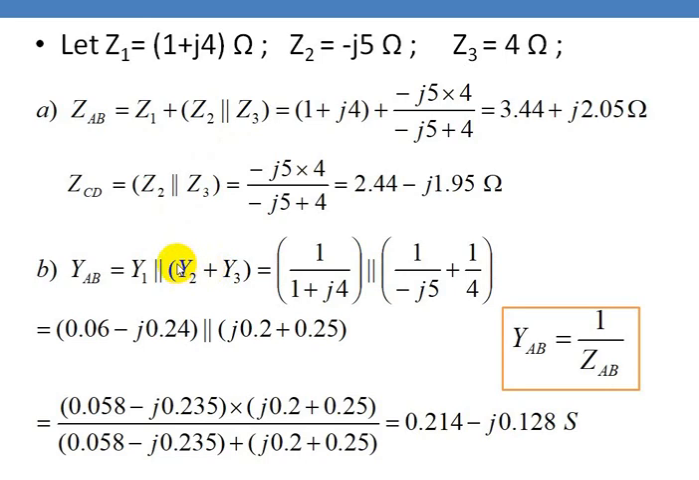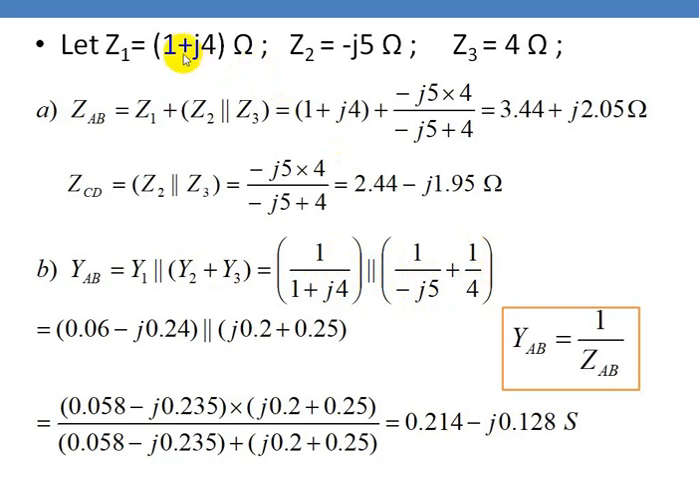In impedance, if any two impedances are in series, we will add. But here, we write that the admittances are in parallel: Y1 in parallel with Y2 plus Y3. So Y1 is 1 by 1 plus j4, this in parallel with Y2, which is 1 by minus j5, and Y3 is 1 by 4.